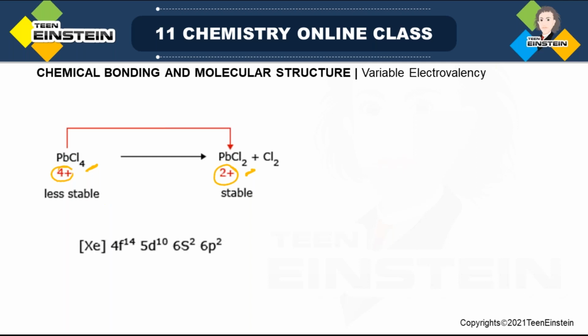Here you are seeing the electronic configuration of Pb. See, the outermost electronic configuration is from group 14. So the total number of valence electrons is 4, but only these 2 electrons are used for the 2+ state. But when both pairs of electrons are used, you will get 4+, but that is less stable. Fine.